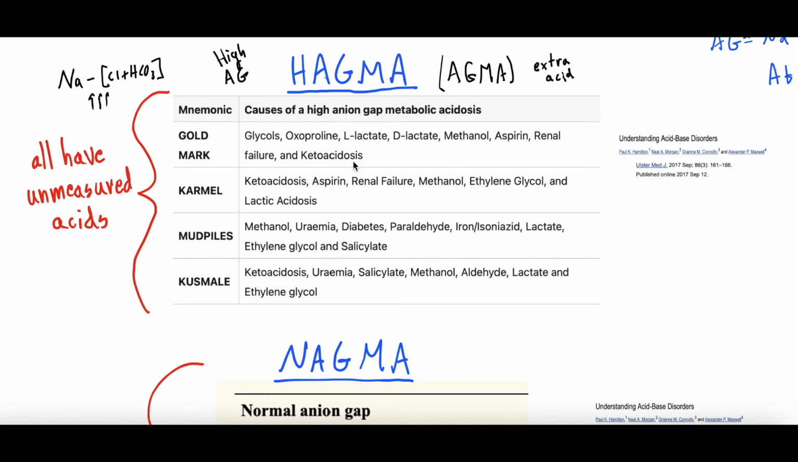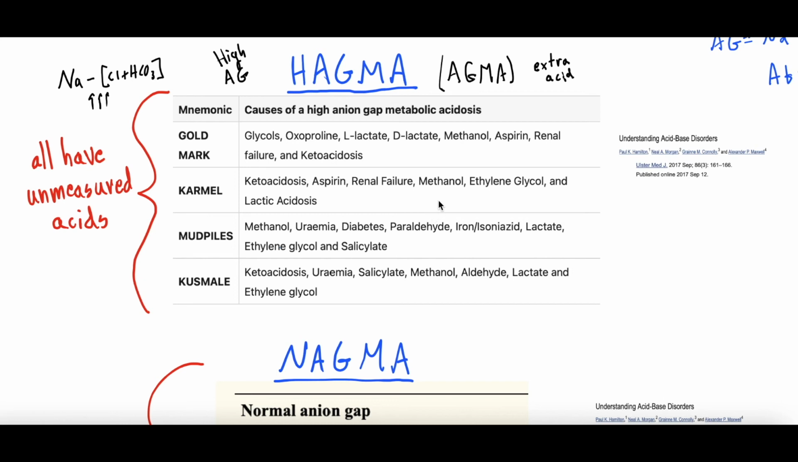So they all have unmeasured acids. These are some mnemonics people use: GOLDMARK, CARMEL, MUDPILES, Kussmaul. But the similar thing to remember is all of them have extra unmeasured acids being produced. G is glycols, O is oxoproline, lactate, methanol, which goes to formic acid, salicylates or aspirin, renal failure, keto acids, et cetera. They all produce unmeasured acids.